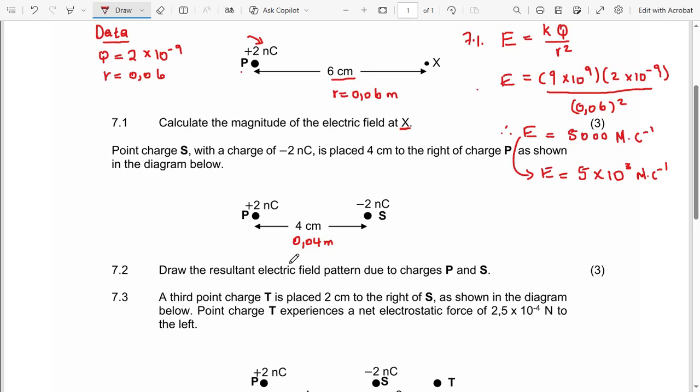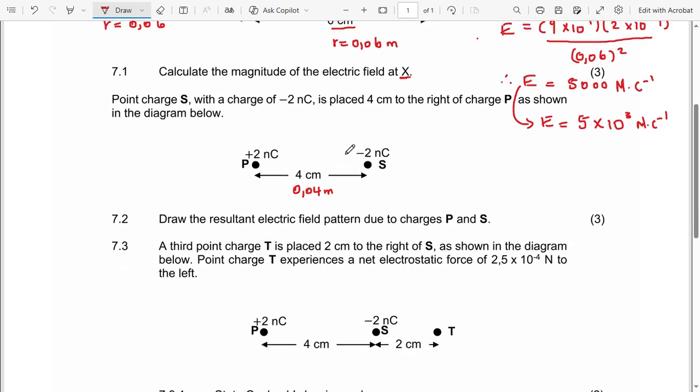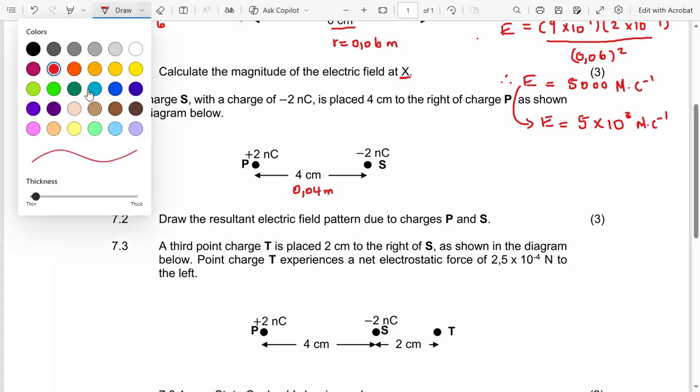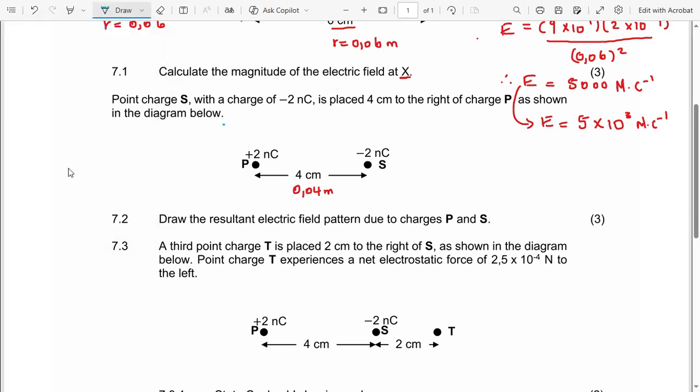Okay, and now they say, we can see the drawing. They want us to draw the resultant electric field pattern due to charge P and S. Okay guys, this one is also interesting. Let me explain how to answer this 7.2. This will be very quick. Charge P is positive and charge S is negative.